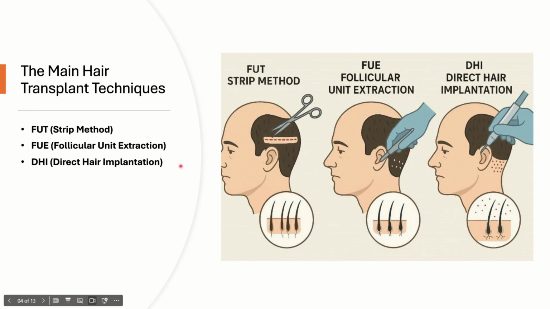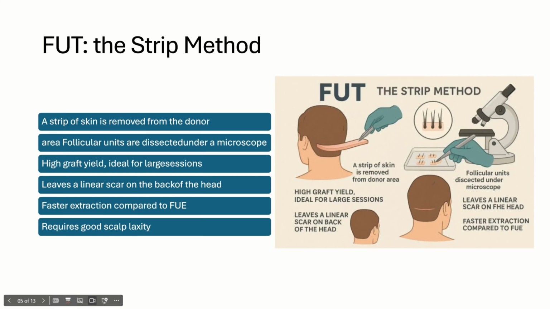So which are the main techniques to transplant? FUT, FUE, DHI. The surgeon should choose which technique, and it depends on the patient. We start with FUT. In FUT we take a strip of hair in the back, the donor part of your head, and with magnification under a microscope we see your hair, and we implant it in the front part of your head.